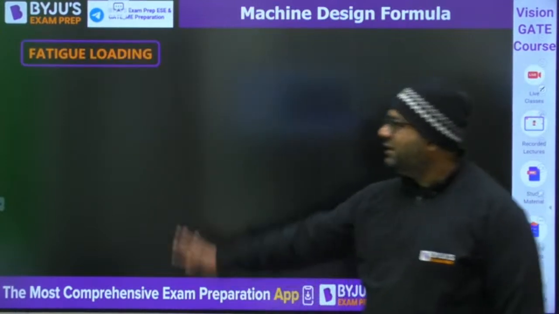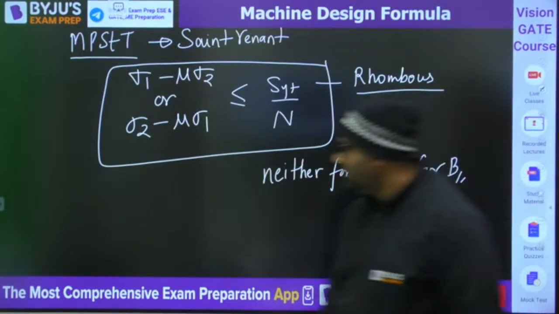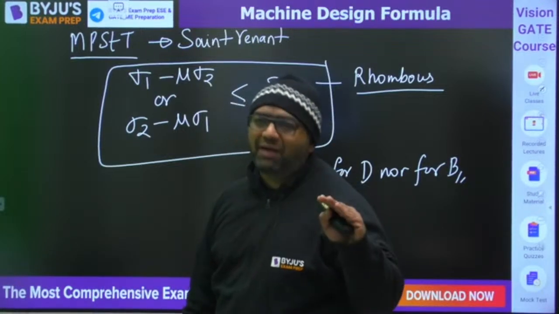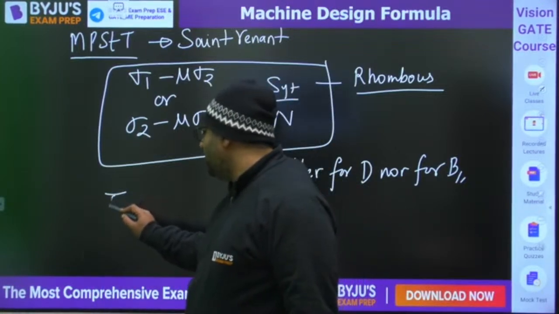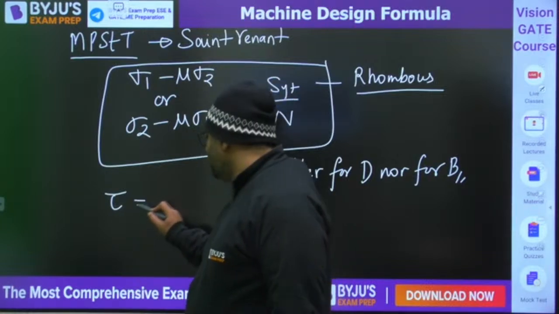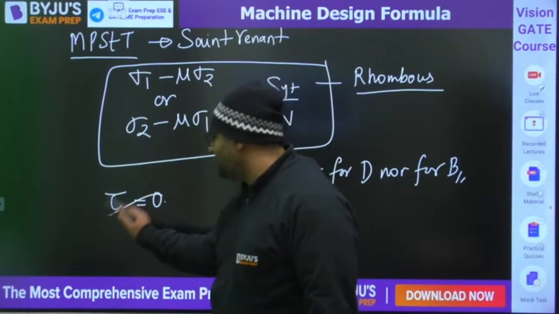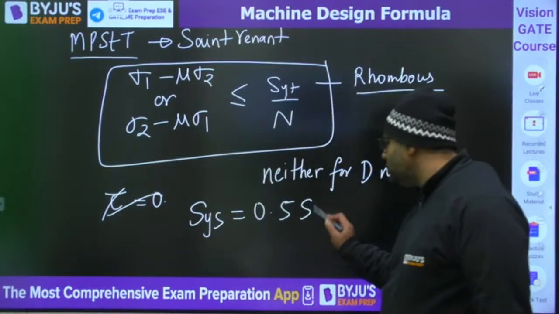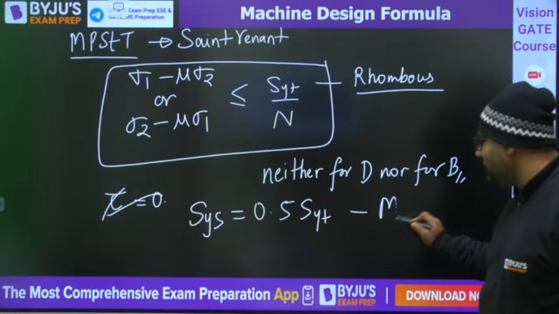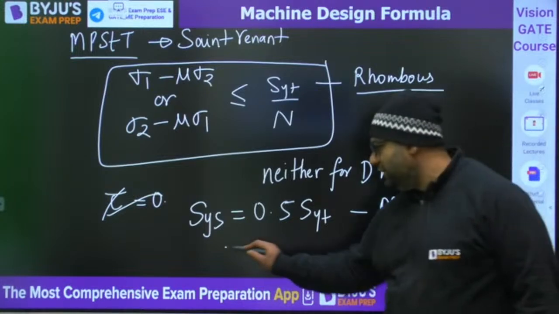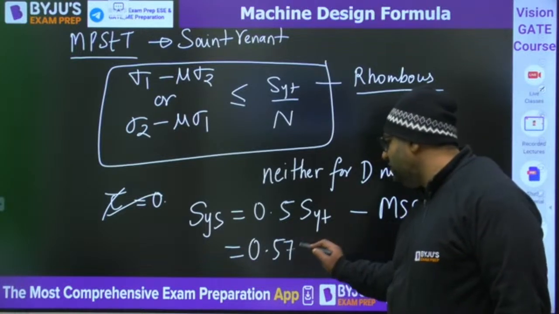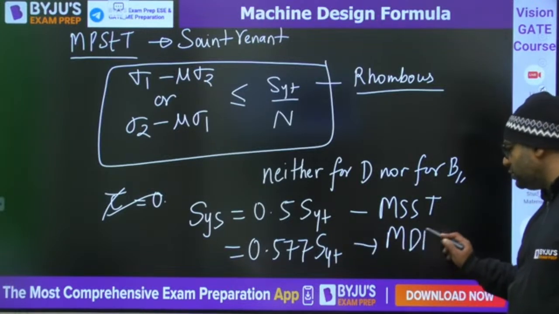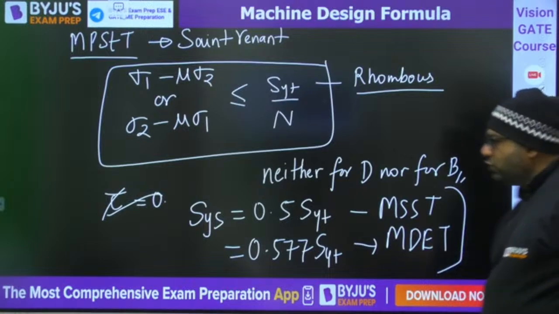Now we have the next topic, fatigue loading. Here I would just like to tell you the relation between tau and sigma. Whenever you write tau, or rather SYS, SYS is equal to 0.5 times SYT as per MSST. Sometimes they ask these two theories. It is 0.577 times SYT as per the maximum distortion energy theory. These two things you also need to take care of.